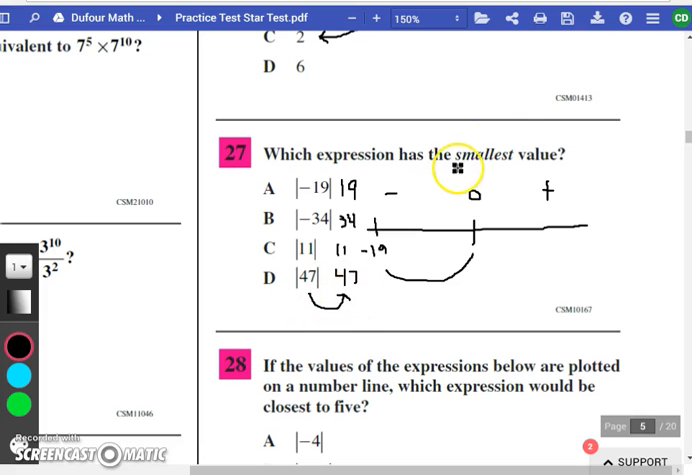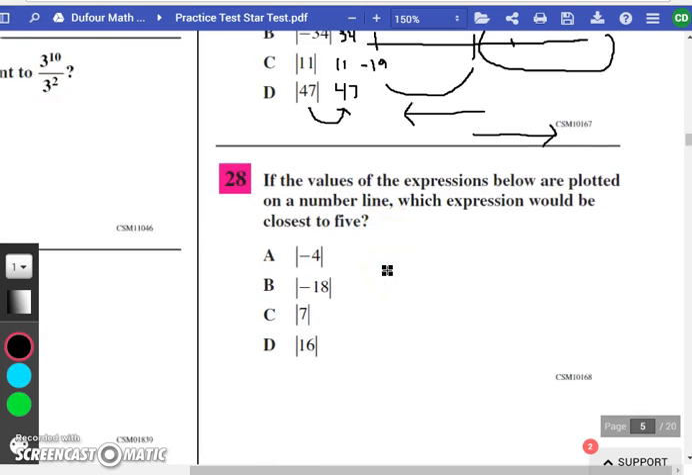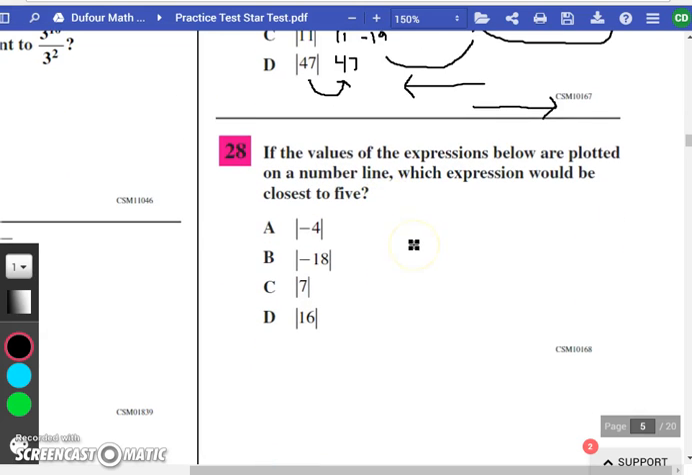What is the smallest value? What is going to be to the left of this number line? So all of these values are in this area, and as you guys know, the smaller numbers are furthest left on a number line. When you move to the left on a number line, they get smaller, and when you move right, they get larger. So take a look. 19, 34, 11, and 47. 11 is going to be the smallest value. Obviously, 19, 34, and 47 are larger. Absolute value is frankly something that I think is pretty easy.